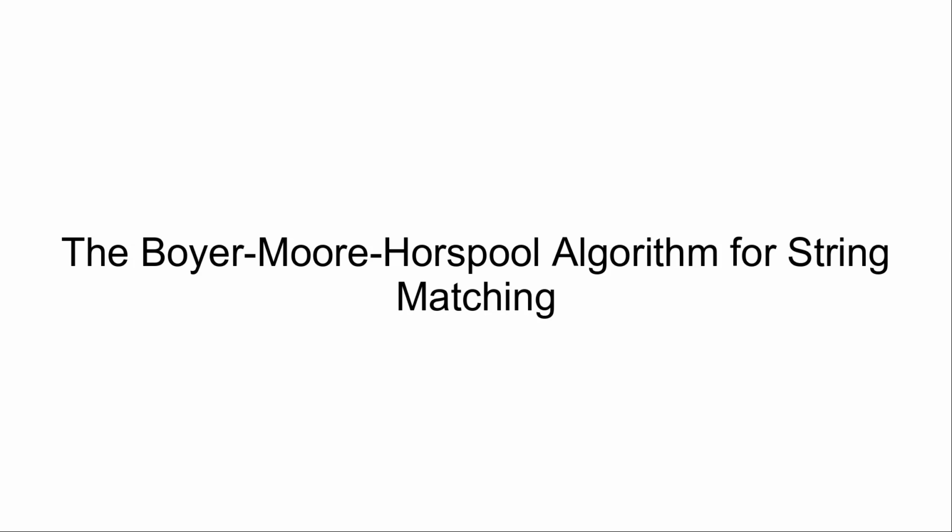Boyer-Moore-Horspool is a very simple algorithm for solving the problem of string matching. That is, the problem of finding the first occurrence of a substring, called the pattern, within another string. This occurrence of the pattern in the string is called a match, and it can be represented as an offset from the beginning of the string.